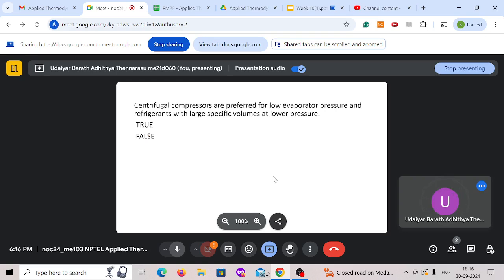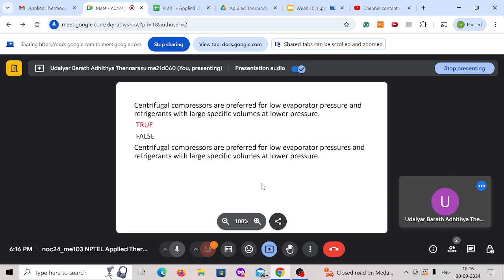Next one is, centrifugal compressors are preferred for low evaporator pressure and refrigerants with large specific volumes at lower pressure. So the answer is true. Centrifugal compressors are preferred for lower evaporator pressures and refrigerants which have a large specific volume.